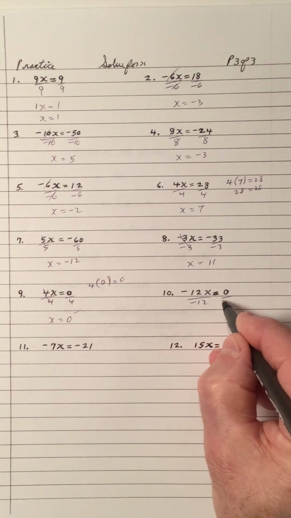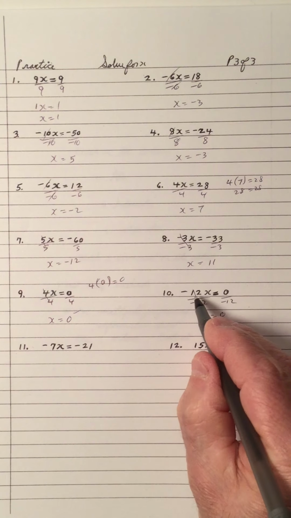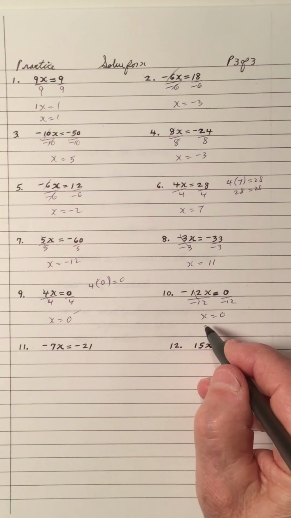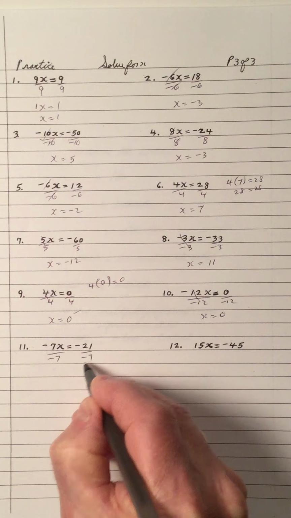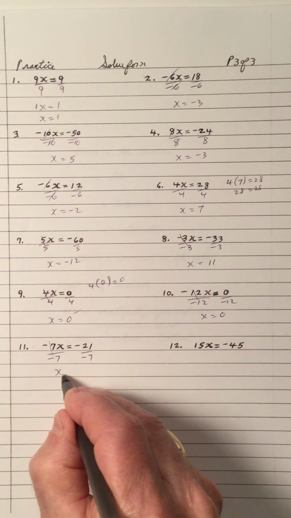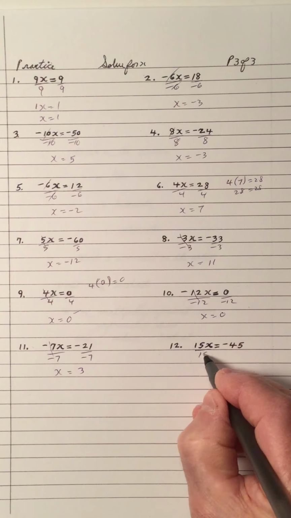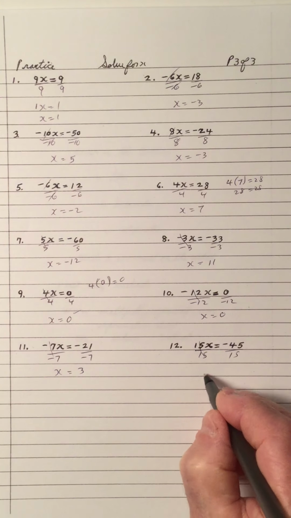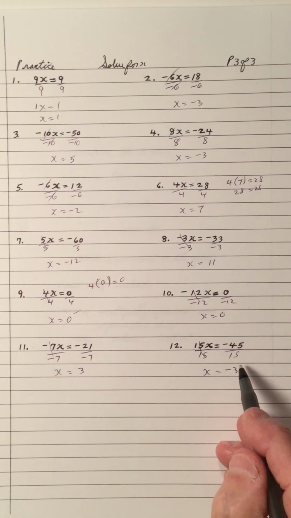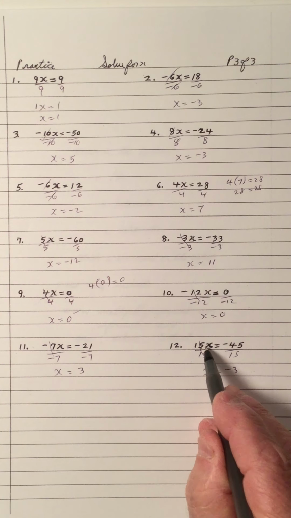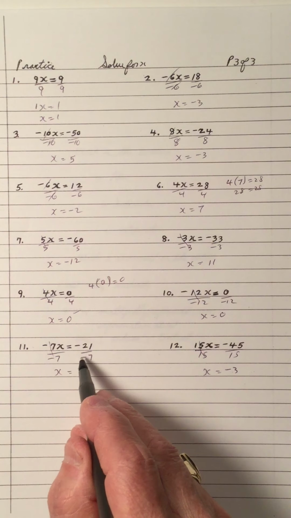Divide by negative 12 on both sides, and the 12's cancel. X equals 0. Negative 12 times 0 gives you 0. We're dividing by negative 7 on both sides. The 7's cancel out to give me 1x, and that gives me 3. Divide by 15 on both sides. They cancel, give me x, and it gives me negative 3. And just check, negative 3 times 15, negative 45. 3 times negative 7, negative 21.